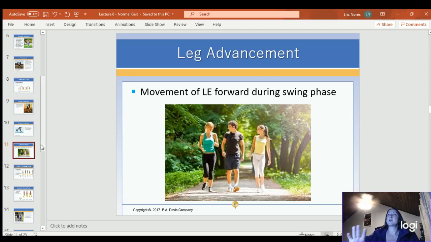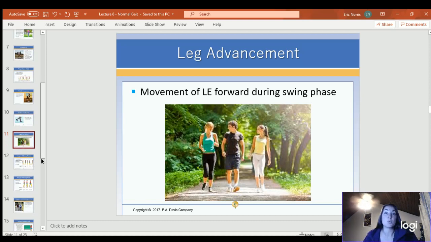So first you hit the ground, you put your weight on that leg, then you are standing only on that leg while the other leg is free. And once the other leg hits the ground and accepts the weight, you free that leg up in order to advance it and move it forward, which would be swing phase.